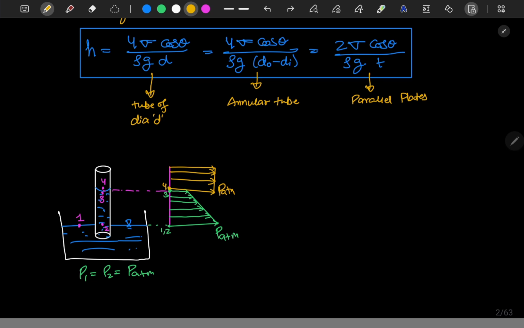So we are done with this part. Next part, rheology. In rheology, we study the Ostwald equation.